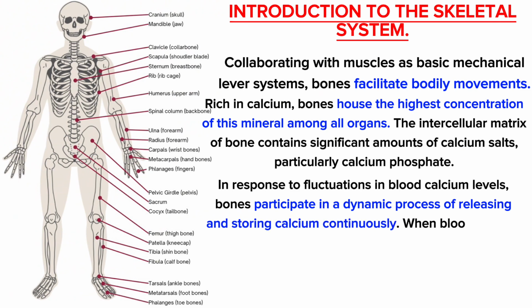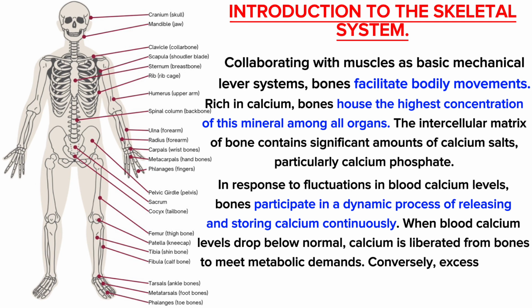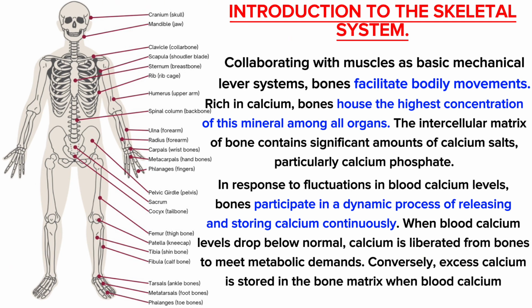When blood calcium levels drop below normal, calcium is liberated from bones to meet metabolic demands. Conversely, excess calcium is stored in the bone matrix when blood calcium levels rise. So, majorly what I've talked about in this part are the functions of the bone still. So I hope you can pick each and every function to help you learn how bones are so useful in our bodies.